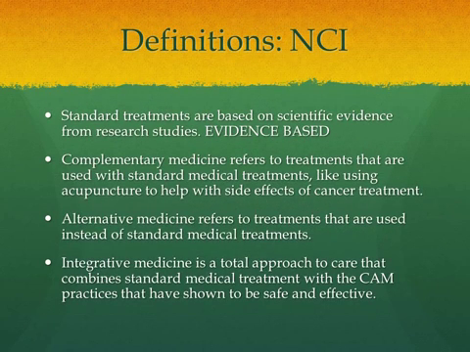The NCI has a definition of CAM, and it's basically standard treatments that are based on scientific evidence of research studies. So it's an evidence-based process according to the National Cancer Institute. Again, they define complementary medicine as treatments that are used with standard medical treatments, not as an exception or as an alternative. Using acupuncture is an example of that.